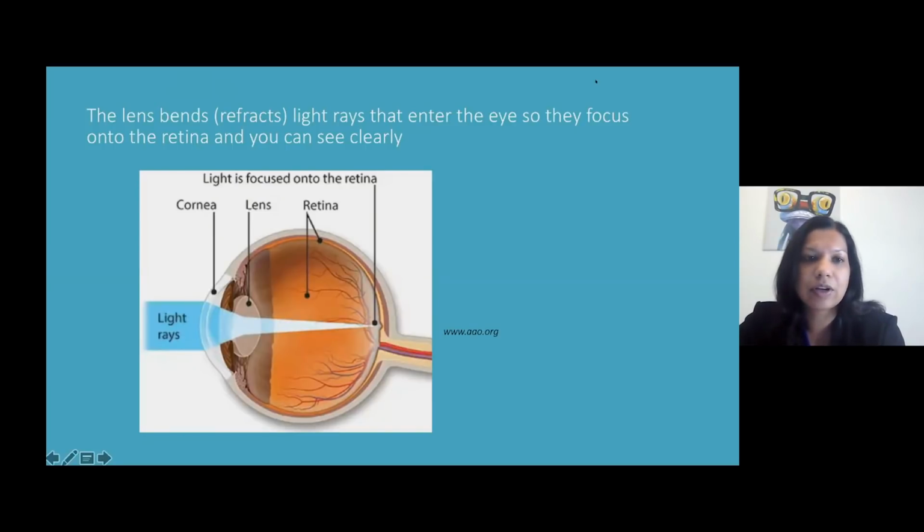Okay, so Dr. Ramanathan's done a really nice job of explaining to you what cataract surgery is, but that last piece of the surgery where you put in the lens, there are a lot of different types of choices, and it's a difficult decision to make. So we thought it'd be really nice to spend some time talking about the actual intraocular lens implant. If you remember, you need the lens to be able to see properly. The lens acts as a refractive surface. It bends light rays that enter the eye so they can focus onto the retina so you can see clearly.